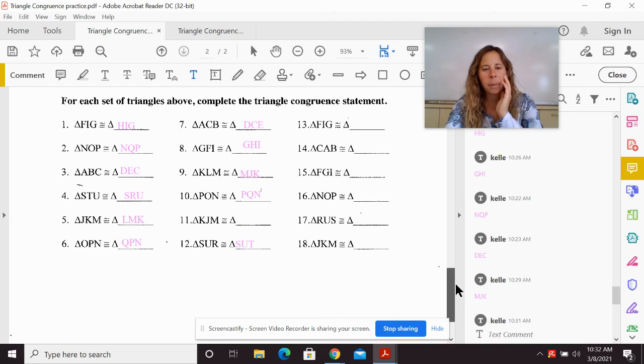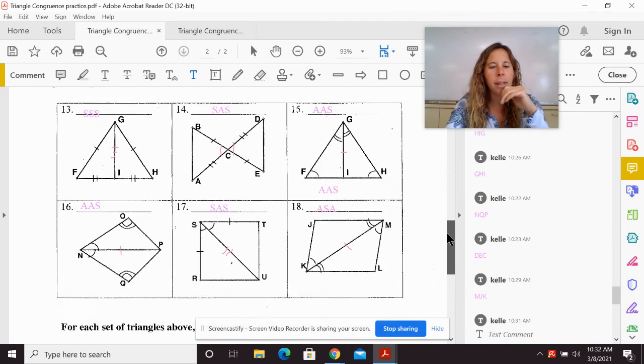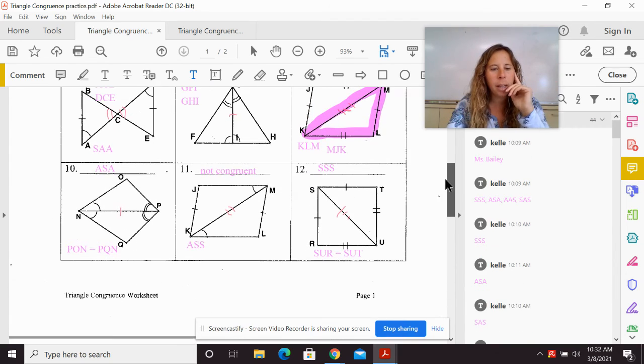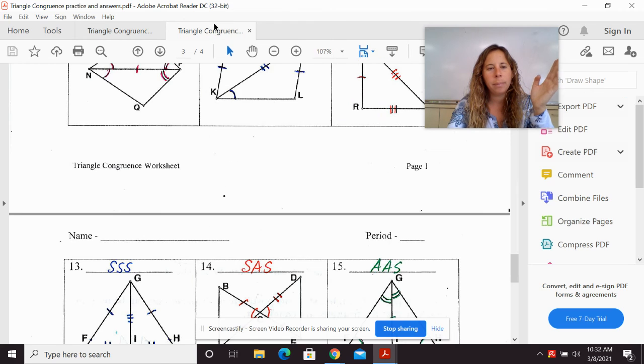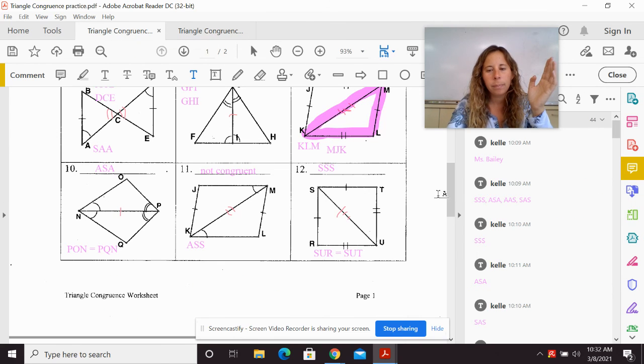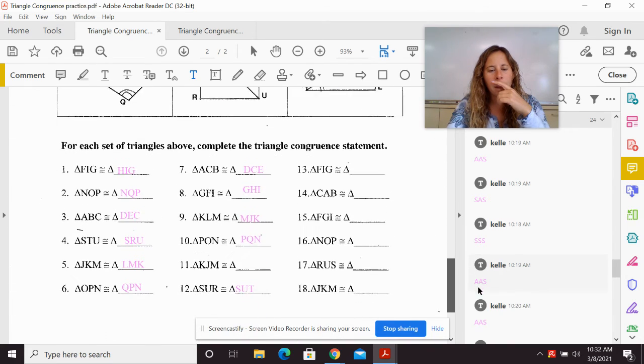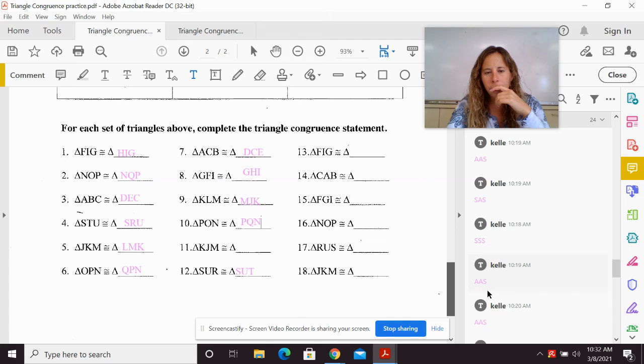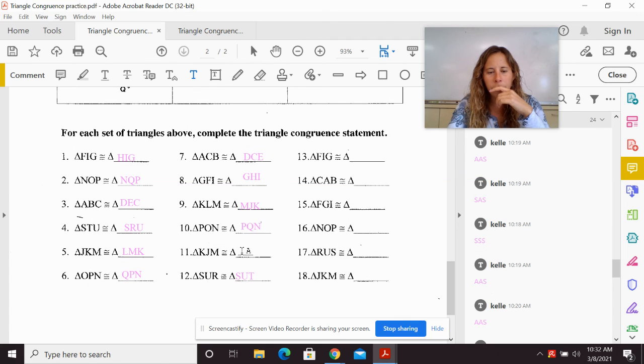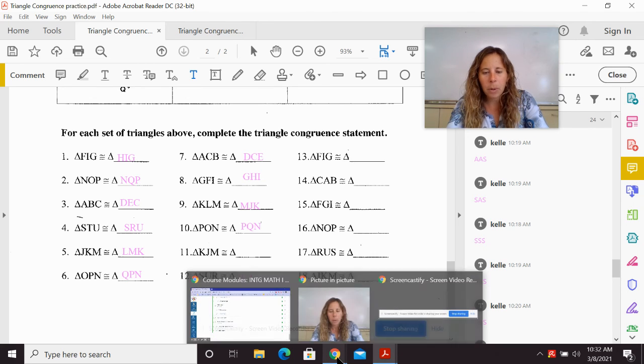Okay. Now I think I'm going to be done. No, I'll do number 11 and then I'll be done. That way I didn't skip any. Oh, number 11 is not congruent. So you don't have to worry about number 11. So never mind. Okay. I think that's all I'm going to do.